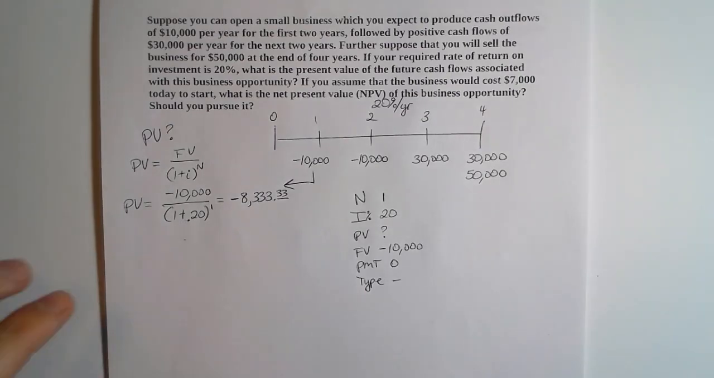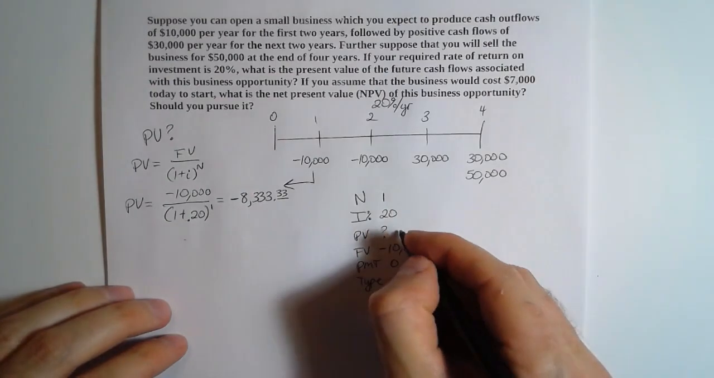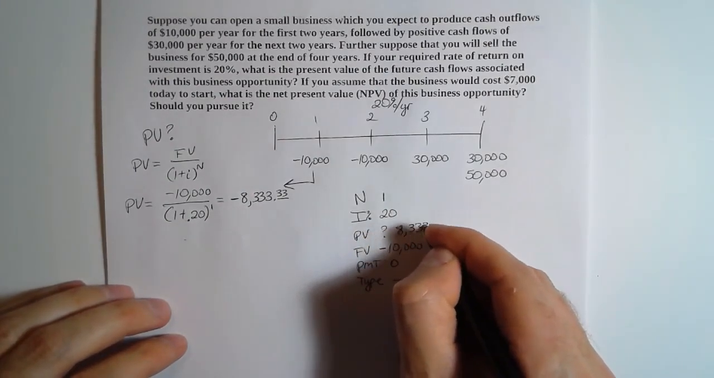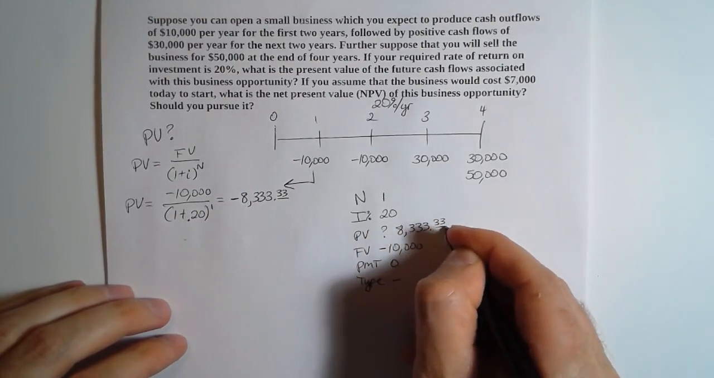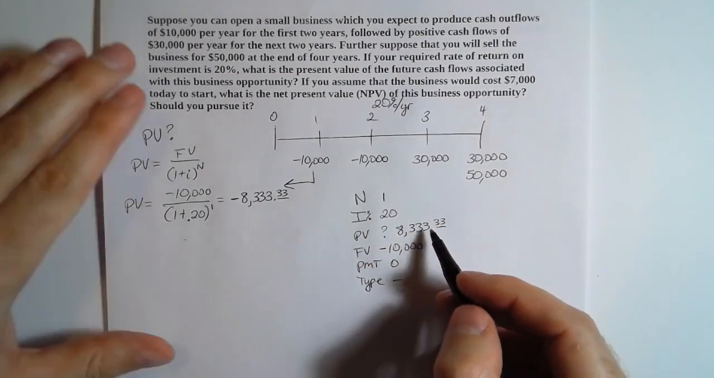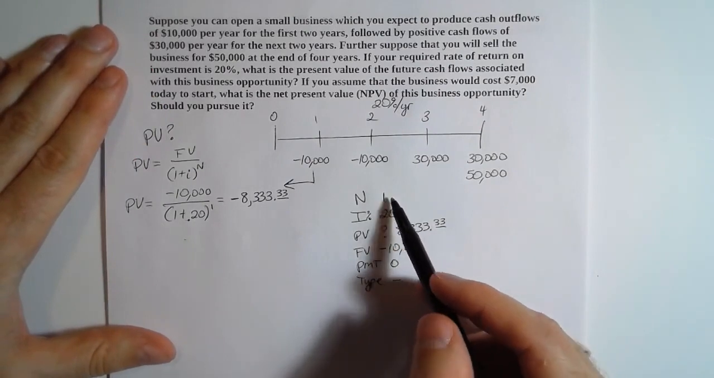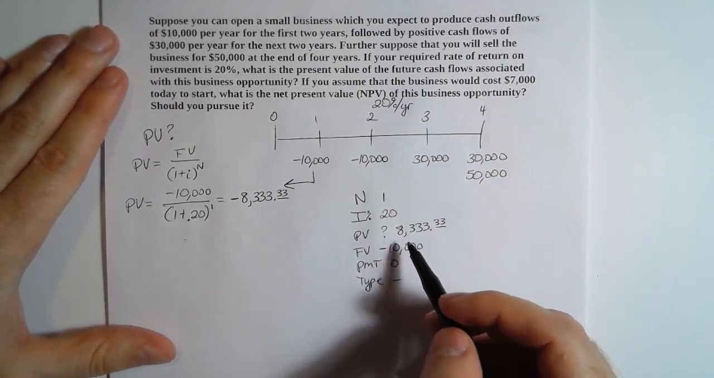Okay, so if you solve that out, what you got for the present value was a positive $8,333.33. Now, as I've noted before, the rules for using your calculator, its time value of money solver, is any cash flow going out needs to be negative, any cash flow coming in needs to be positive, and then you have to interpret the sign on the answer with a grain of salt.